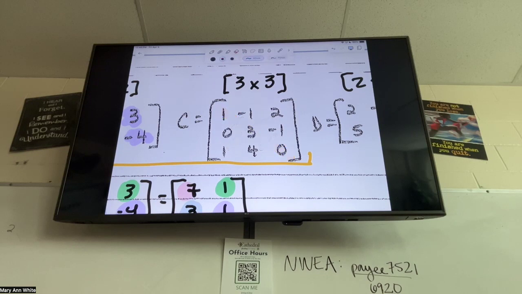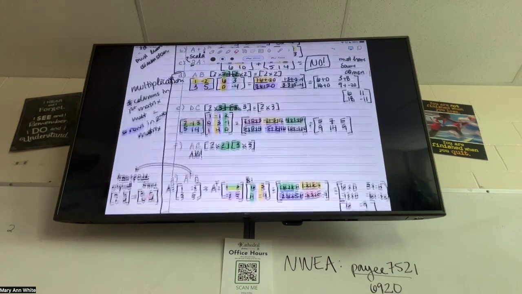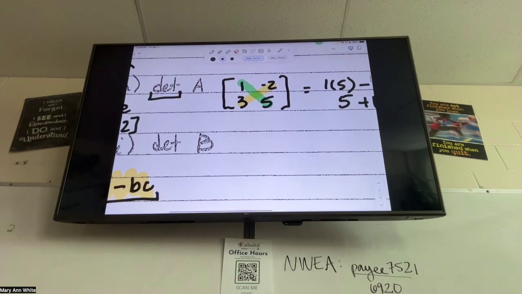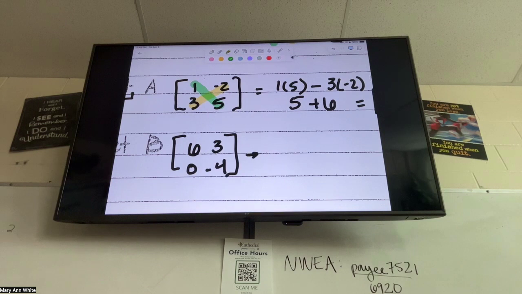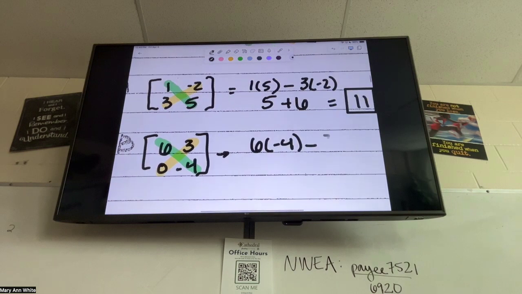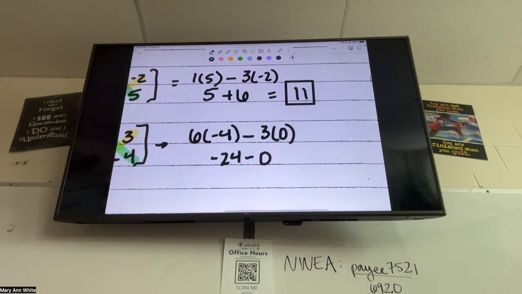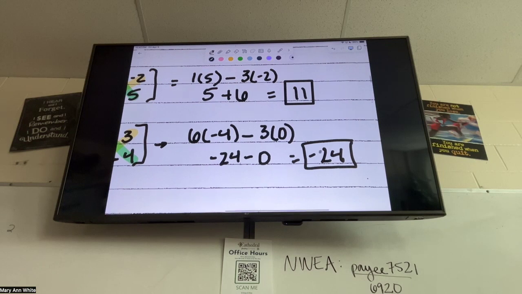All right, so now I'm gonna do determinant B. I'm gonna rewrite B just because I don't remember what it is. So I've got 6, 3, 0, -4. And again, we'll do our determinant, our A times D and our B times C. I'll cancel that and I end up getting -24. We okay with that? Yeah. All right.